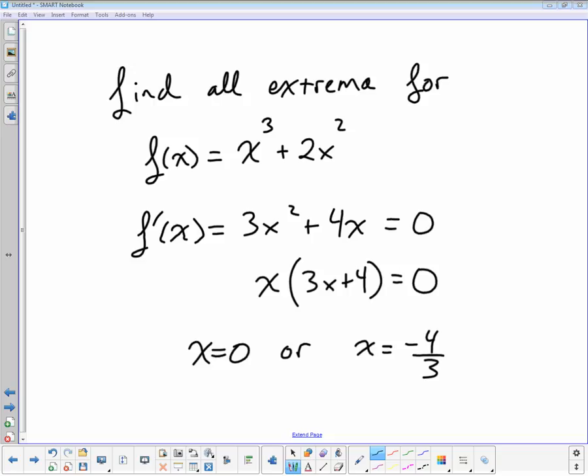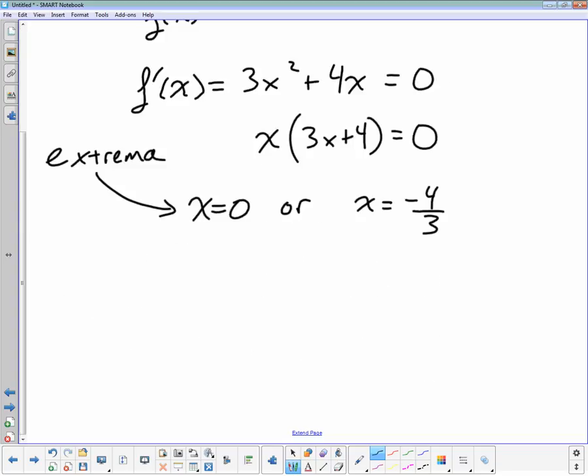And so these are the locations of my two extrema. That is where you have to understand what you're looking at. You're looking at the places where the slope is 0, right there. Okay. Now, to find my curvature, that's 6x plus 4. Now I take those two locations and find out what is going on. I'm going to plug them both in.